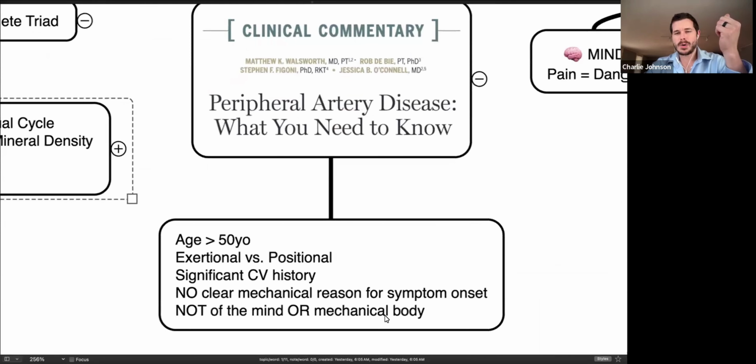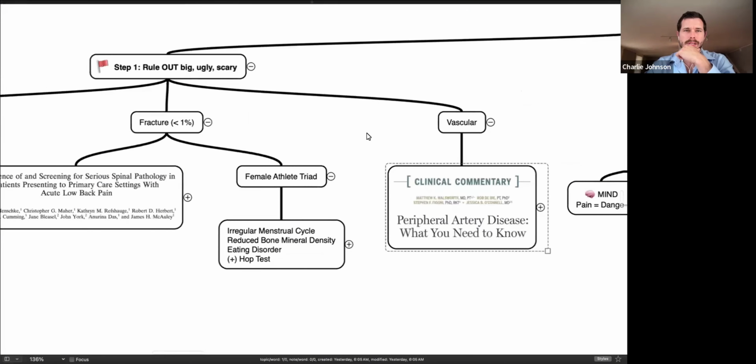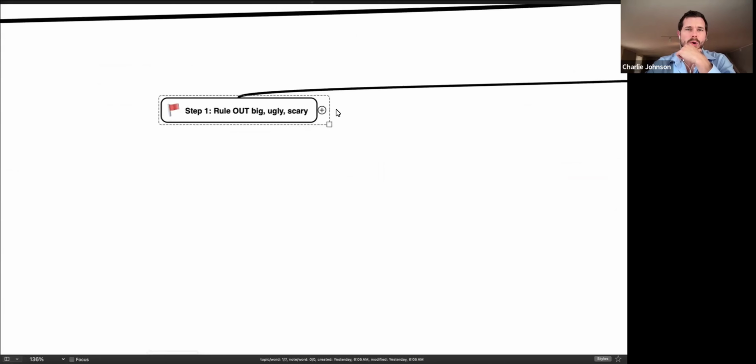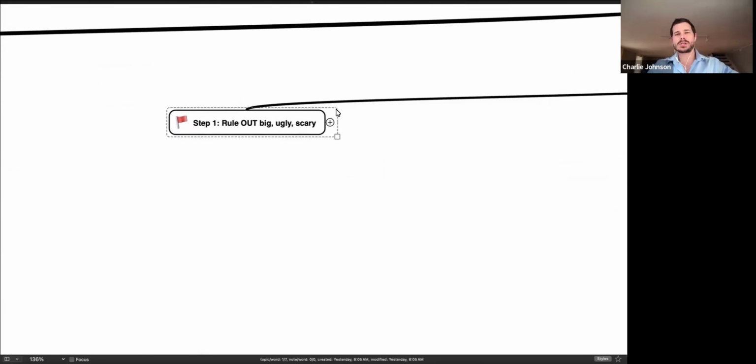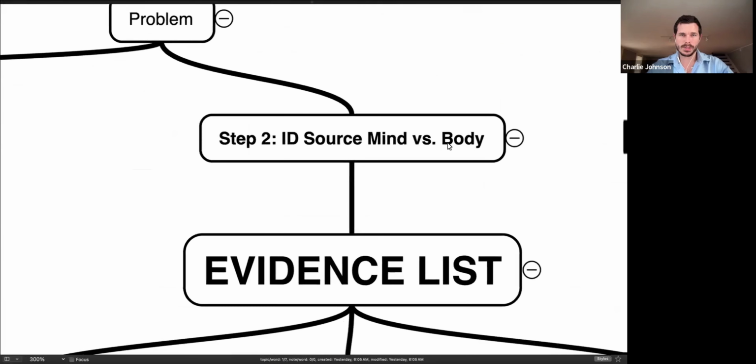And then peripheral arterial disease: very young male, no major significant cardiovascular history. And as you'll see here in a moment, it is very much either the mind or the body, and we'll help figure that out. All right, so no real clear signs of vascular arterial disease here. So we'll minimize that and boom, that is gone. Step 1, should they even be somebody who works with us? In this case, they're potentially in the right place. Now we need to move on. There's nothing big, ugly, and scary. Now the second thing we do is that we need to ID the source.